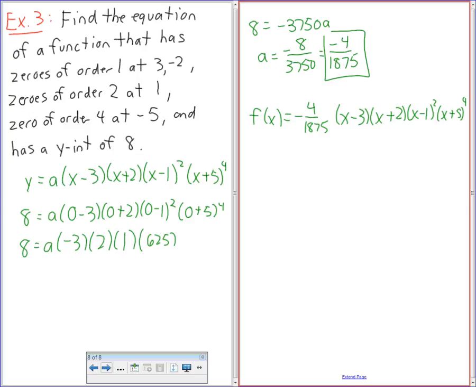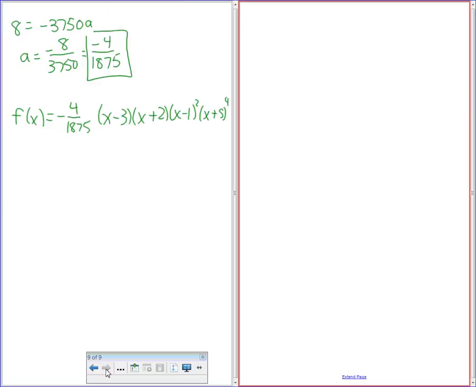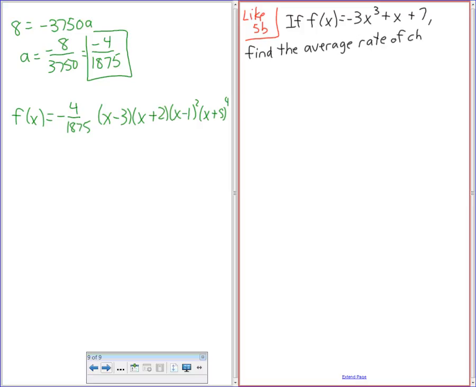So this is like 5b. Okay, we're going to say if f of x, oh, let's be mean, equals negative 3x cubed plus x plus 7. Find the average rate of change from x equals 1. Change it back.